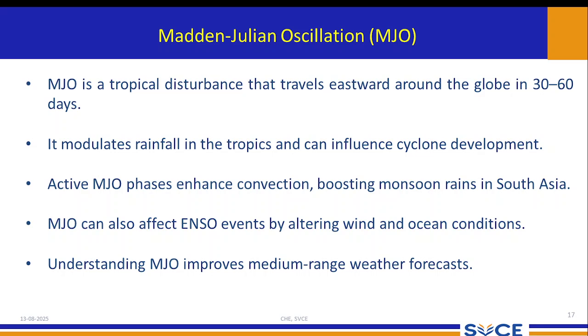So when we come to the Madden-Julian Oscillation, the Madden-Julian Oscillation is a tropical disturbance that travels eastward around the globe in 30 to 60 days.